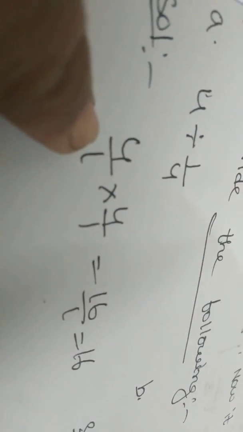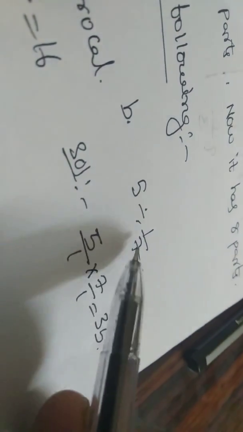The whole number takes 1 as a denominator, 4 by 1. The reciprocal of 1 by 4 is 4 by 1. So here also you write it as a reciprocal. This is the reciprocal of 1 by 4, 4 by 1. Now multiply numerators, 4 into 4, 16. Denominators 1 into 1, 1. 16 is the answer. Next, 5 divided by 1 by 7.